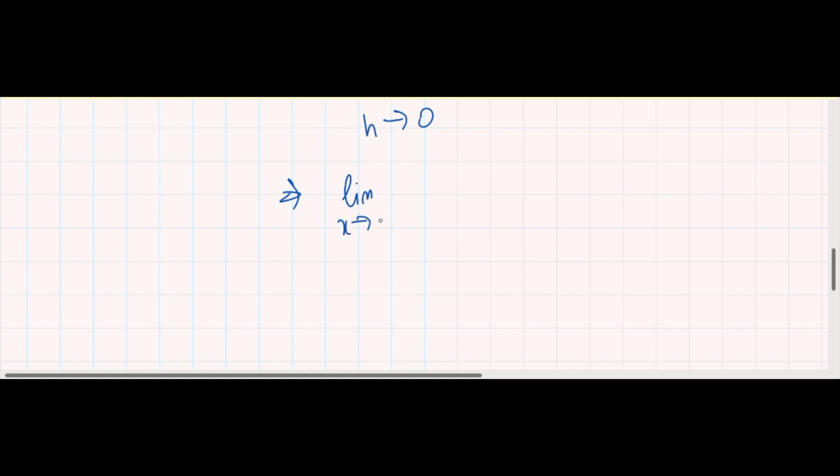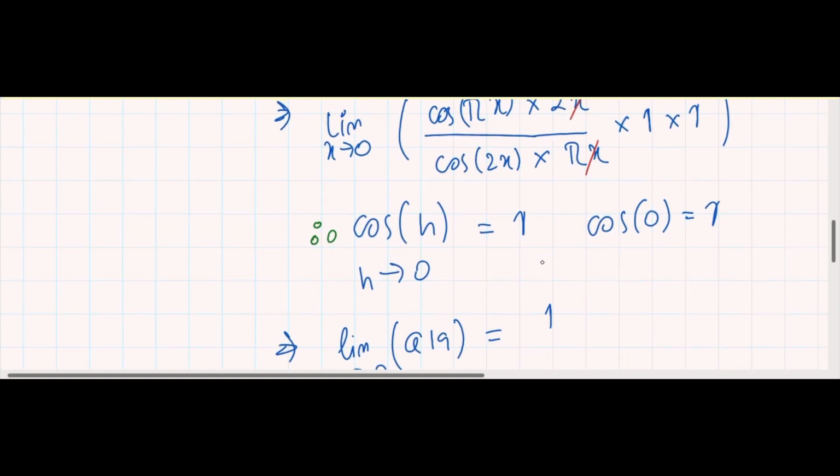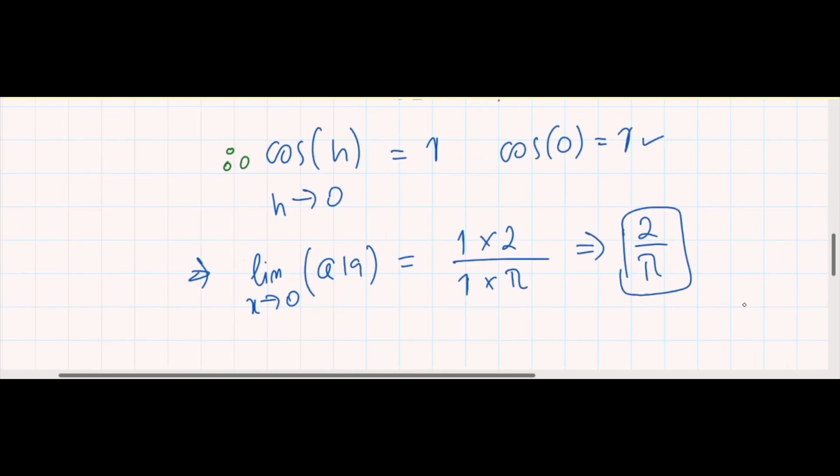limit x equals 0, question 19, is equal to 1. Cos pi 0 is going to be 1, and cos 0 is 1. Pi times 0 is going to be 0, and cos 0 is 1. Multiplied by 2 on 1 multiplied by pi, which simply gives you 2 upon pi, which is our answer for question 19.